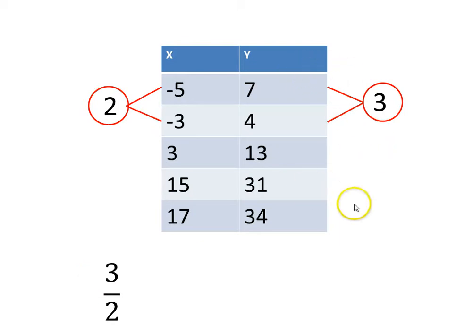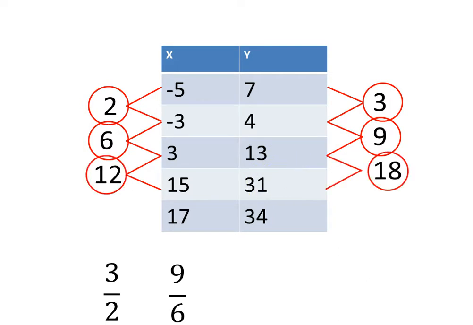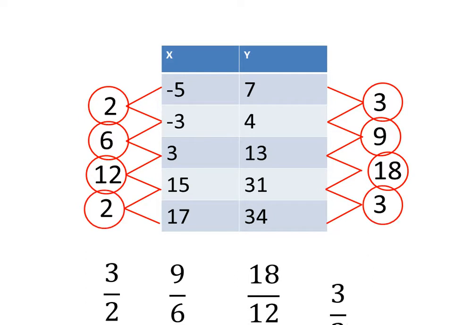Now if this is a line, all these values should be the same. Negative 3 to 3 is 6, 4 to 13 is 9, so we have 9 over 6. Moving on, we have 3 and 15, and the difference there is 12. Then we have 13 and 31, and that difference is 18, so we have 18 over 12. There's another rate of change there. And then we have 15 over 17, 31 over 34. The difference is 2 between 15 and 17, and a difference of 3 between 31 and 34. So that rate of change is 3 over 2.